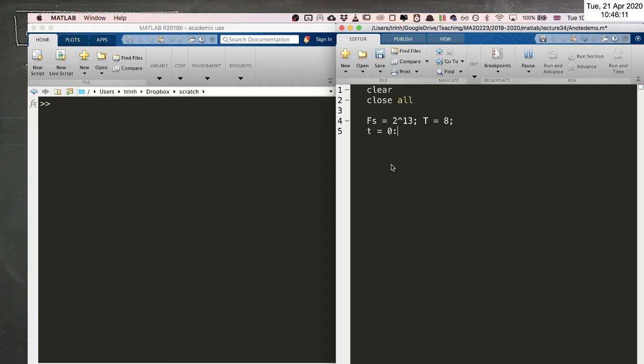So let's do that. You're going to make a vector from 0 to 8, capital T, with a step of 1 over that sampling frequency. And then we're going to make our signal. Our signal will be just a regular sine wave. It's going to be 2 pi, and then we're going to try to make a sound at a certain frequency. I'm going to make the frequency 440 hertz, 440 times time. So there's our sine wave. It has a frequency of 440, okay?